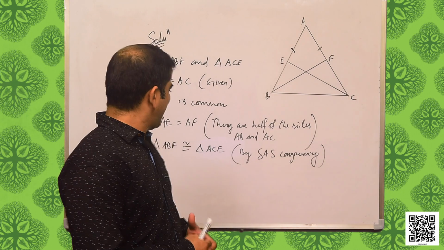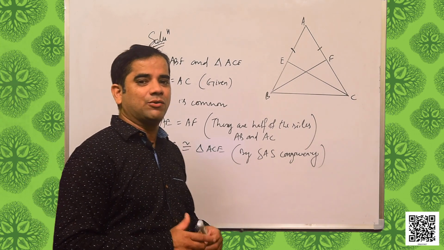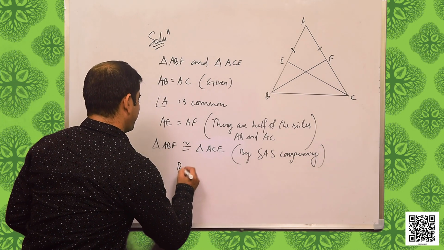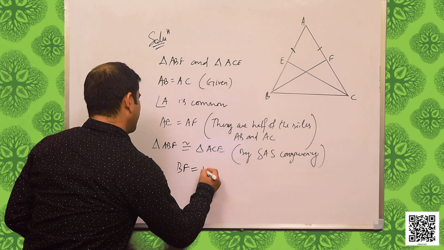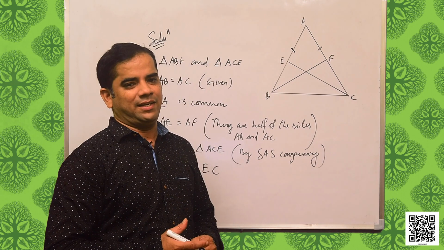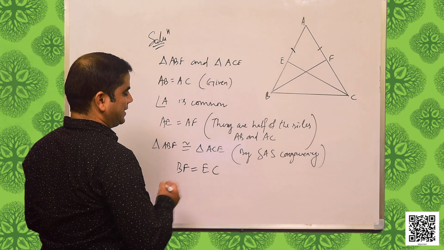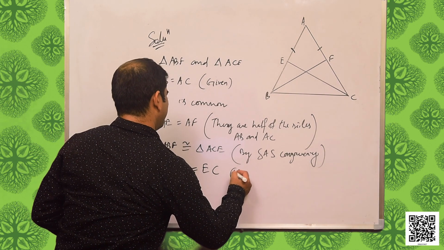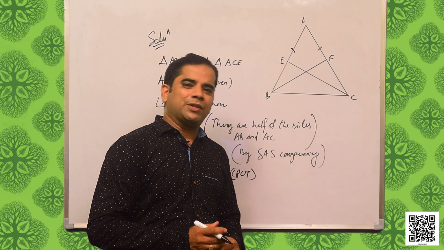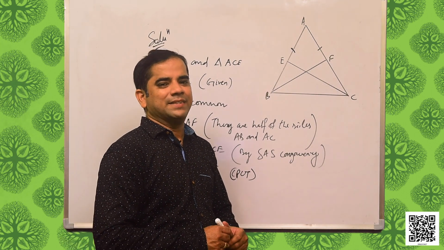So, students, as we have proved, triangle ABF and triangle ACE are congruent to each other. Now, we can write that BF is equal to EC. Now, we have proved that BF is equal to EC by CPCT. Fine. So, this concludes our example 5. Let us discuss example 6.